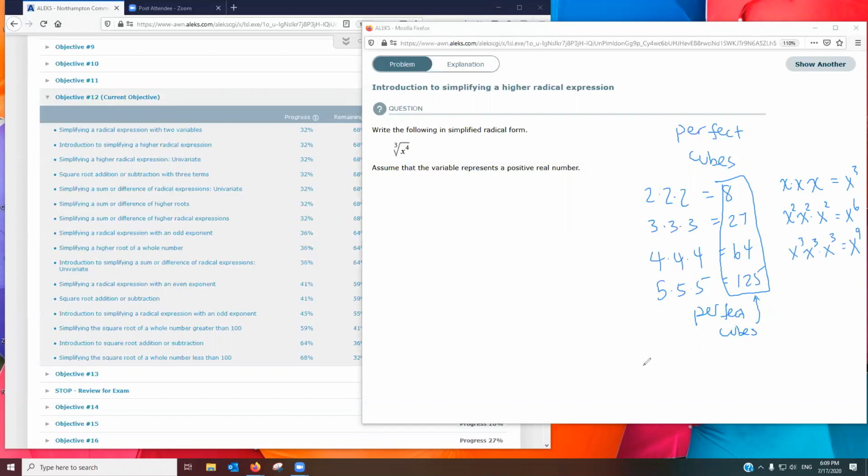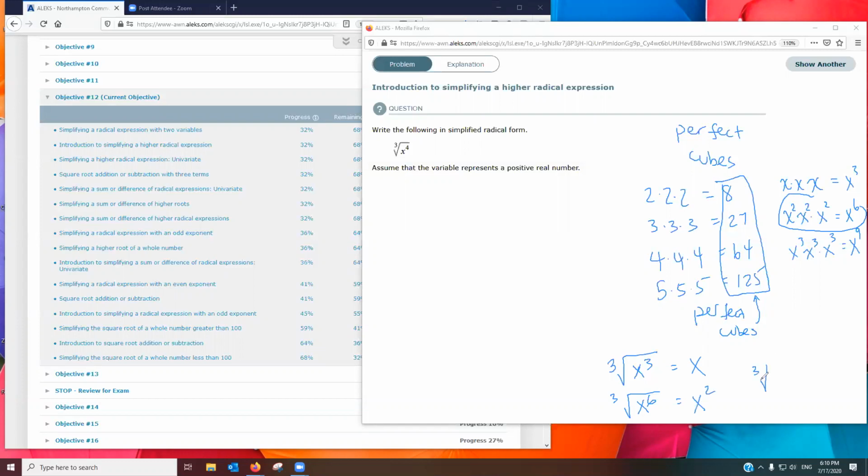So if I worked out the cube root of x to the 3rd, that's asking me what quantity times itself 3 times equals x to the 3rd. That answer is just x. What if I worked out the cube root of x to the 6? Well, that's asking me what expression times itself 3 times equals x to the 6. Well, I can see here the answer is x squared.